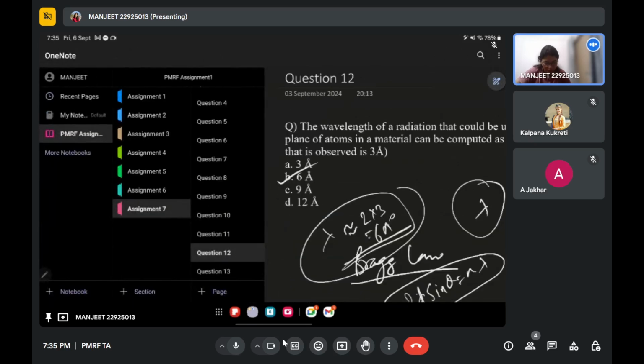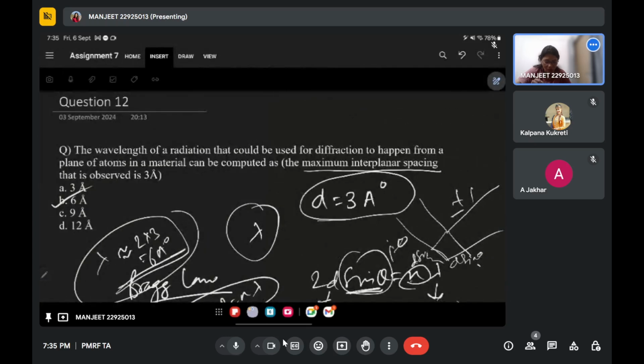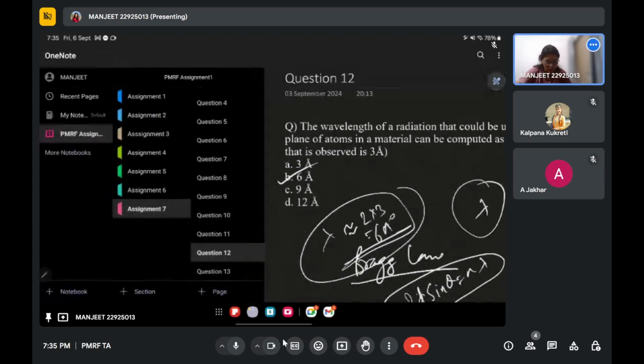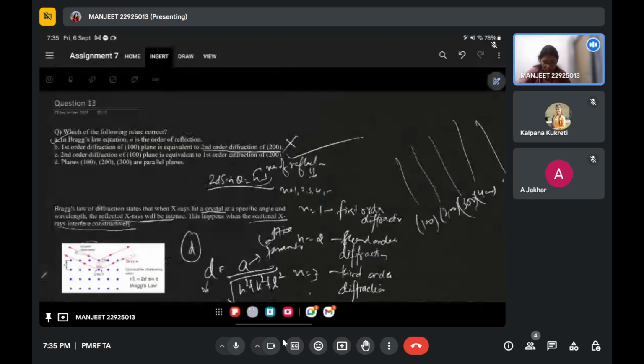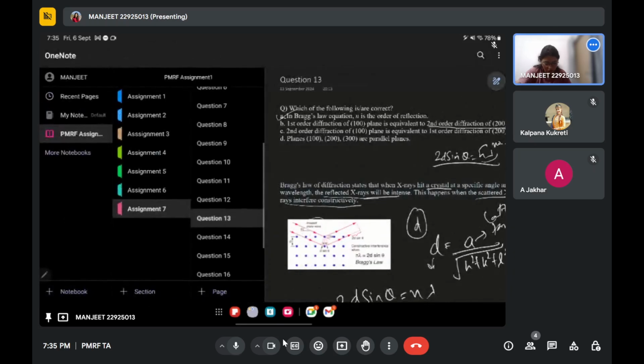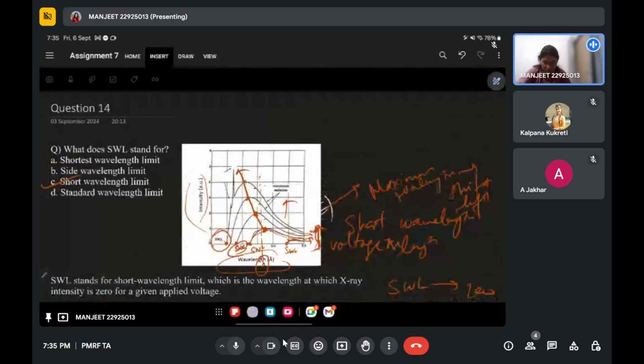In question 12 we discussed what happens when the interplanar spacing is given. The interplanar spacing decides the wavelength of the radiation: the order of the interplanar spacing and the wavelength of the radiation should be the same, so that we can get the diffraction pattern. In question 13 we discussed Bragg's law, that is 2d sin theta equals n lambda.